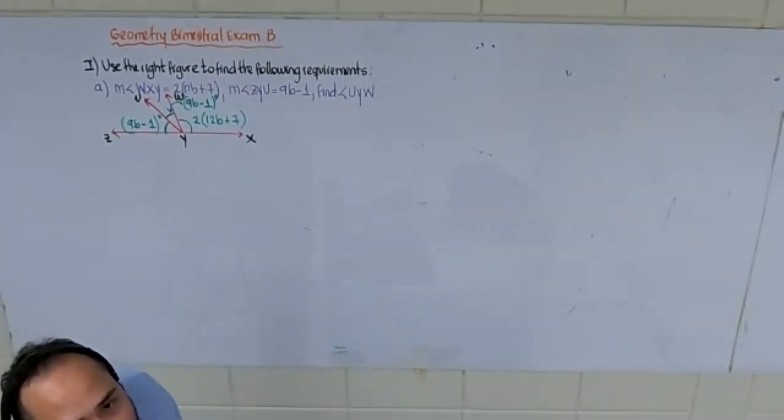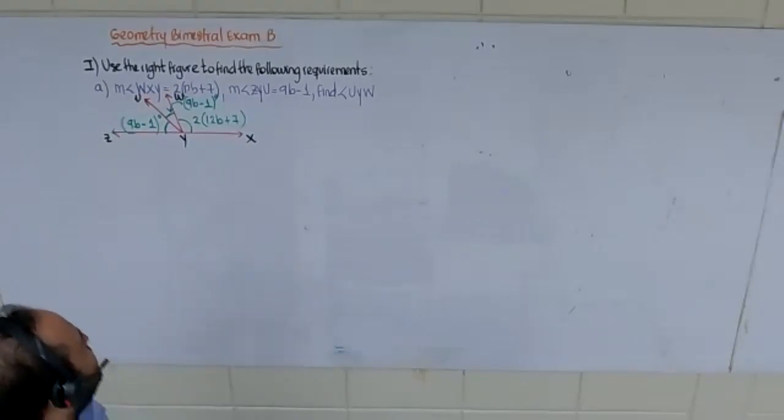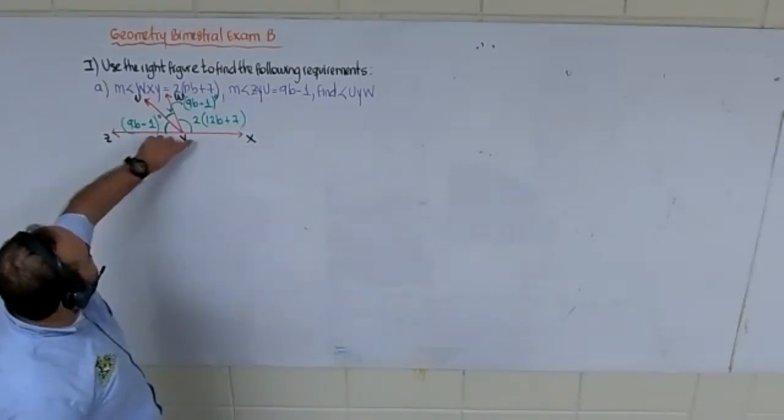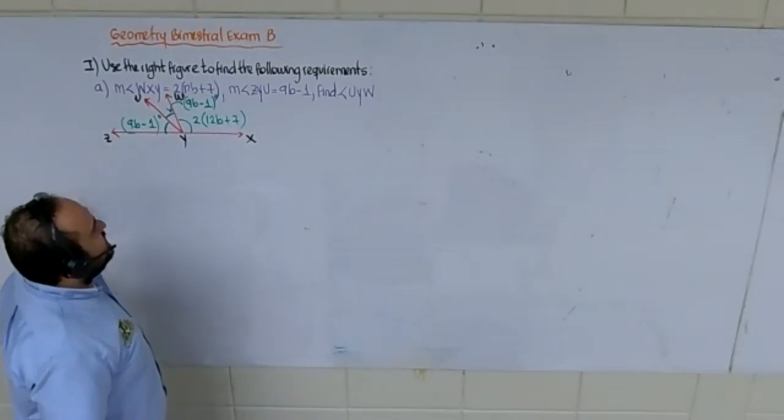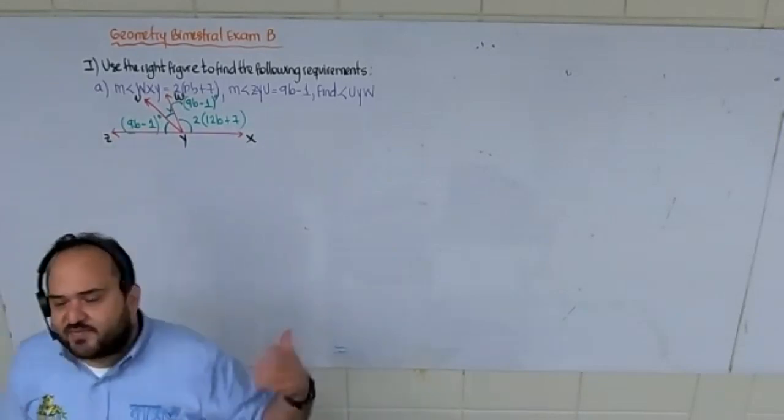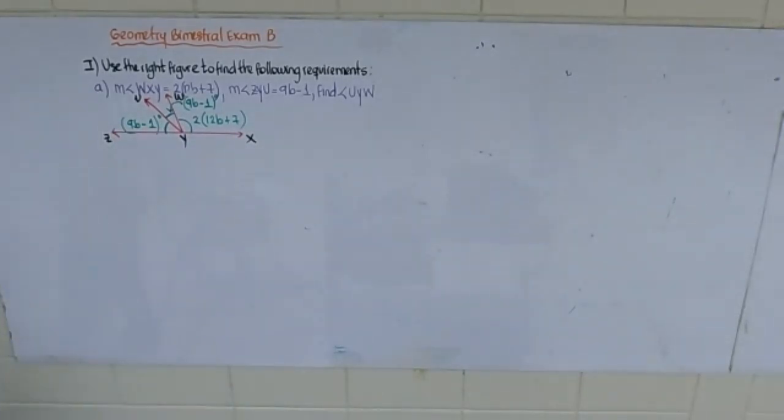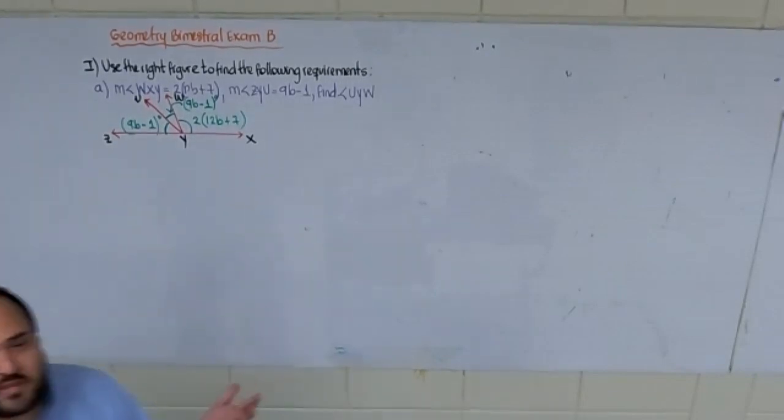All right, what do we have to do to solve this problem? As you can see, we have a semicircle. A semicircle means half of the circumference. We're talking about supplementary angles, and remember the postulate for supplementary angles.